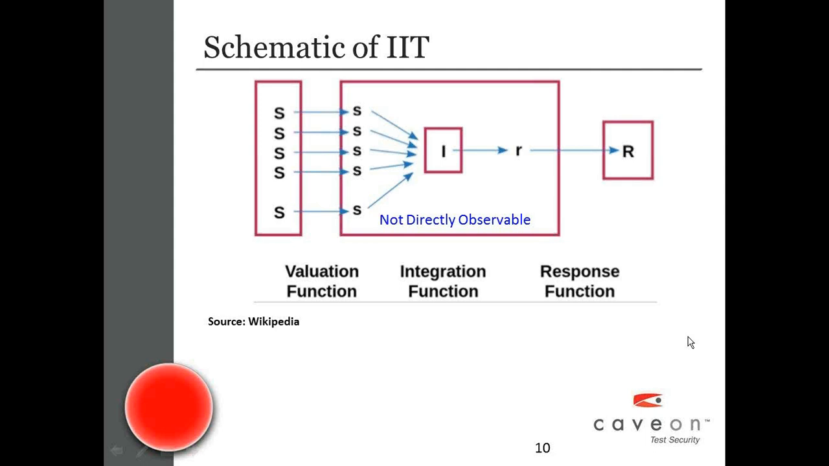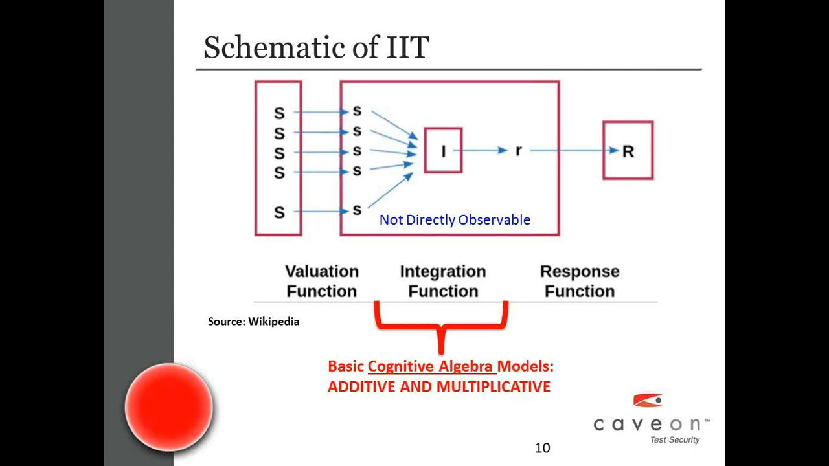So next click, Steve. And that's the area we're most interested in, that integration function. How is that working? How do we combine those small s's together? And Norman Anderson proposed cognitive algebra models. The most basic ones are additive and multiplicative.